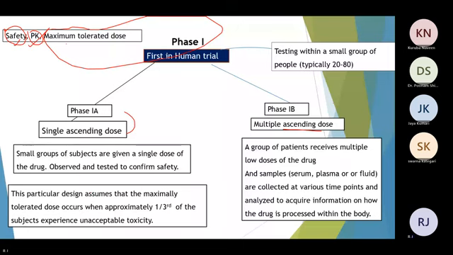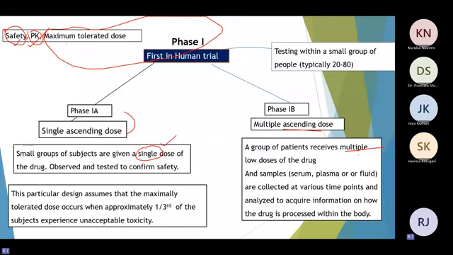Here all people are receiving a single dose of a drug. Just remember, here people are receiving multiple doses of a drug. Again, as in single dose, we are observing for some time, and then we are testing. We are taking the sample from the subject and testing for safety parameters, right? Here also we will do the same thing. The only difference is that here a single dose of a drug is given, and here multiple doses of a drug are given.